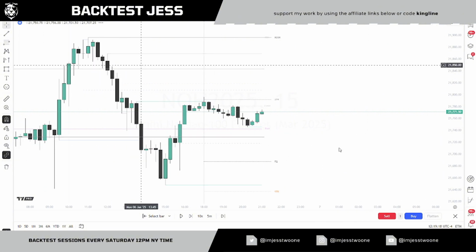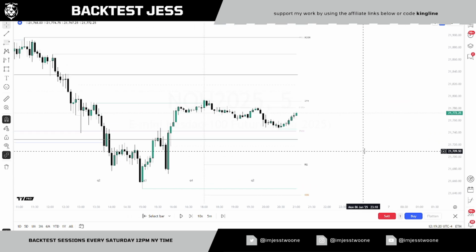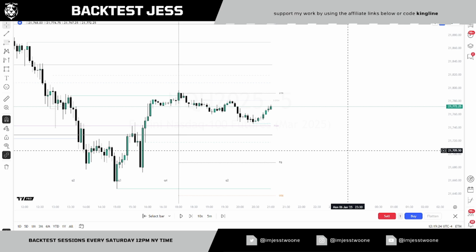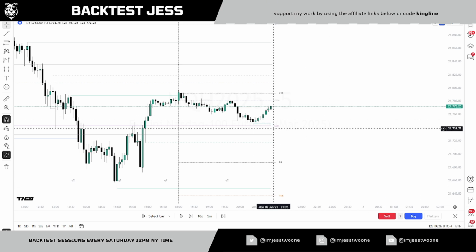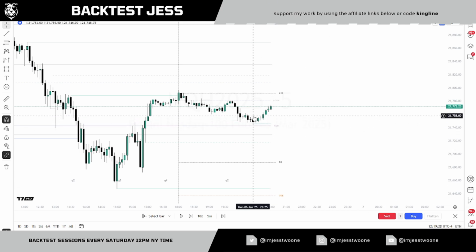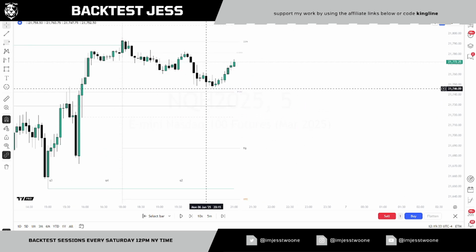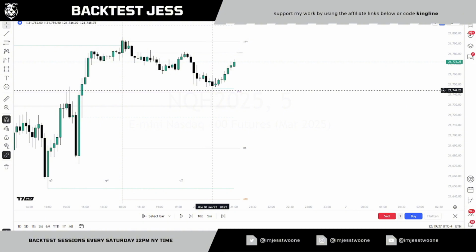All right, so 5-minute here, we will play forward. We are waiting for a 5-minute CSD to form first. We do have this 5-minute low currently here. Let me see. Low 47.75. Okay.